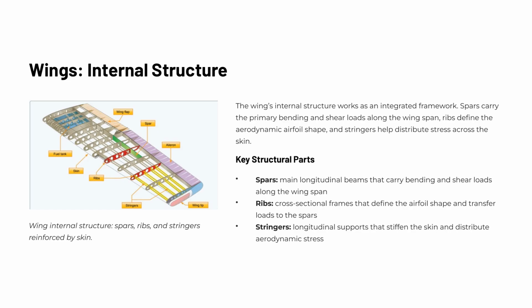They are the main longitudinal beams responsible for carrying the bending and shear loads generated during flight. Most wings use either a single main spar or a combination of front and rear spars to handle these forces.